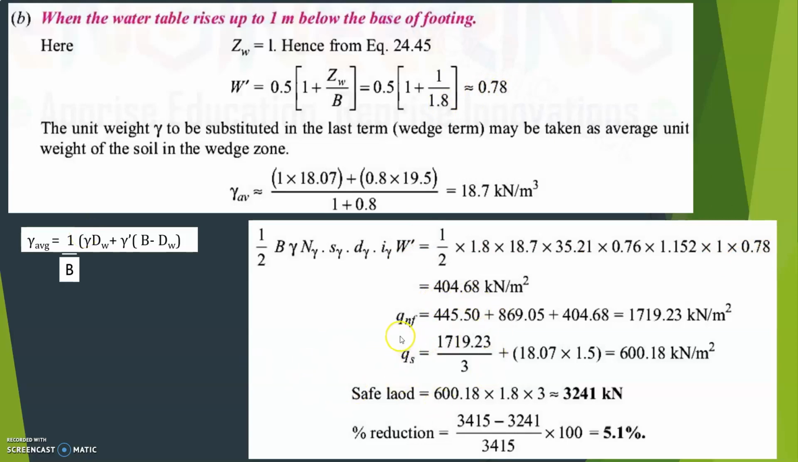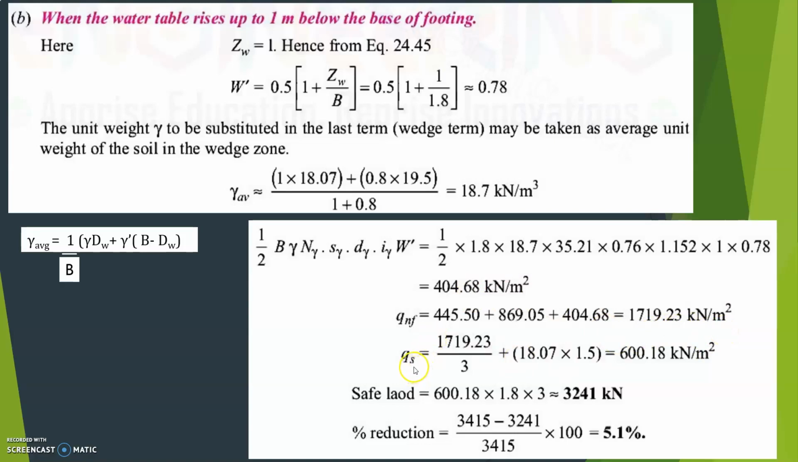We have to calculate QNF, that is the total formula values you have to consider. The first term value is 445.5 and second term value is 469.05. Only the third term value is changing, that is 404.68. So we get 1719.23 kilonewton per meter square.